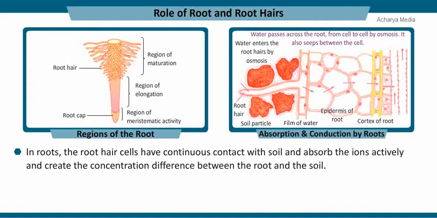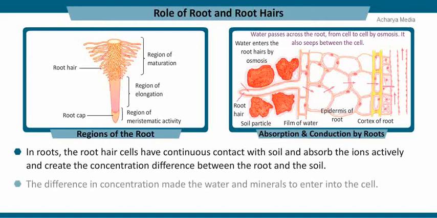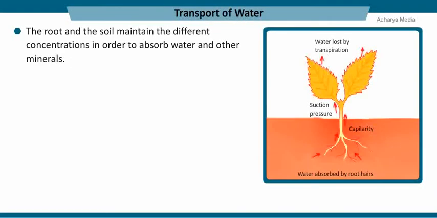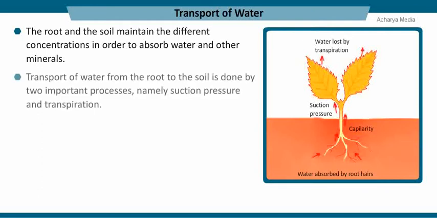In roots, the root hair present in maturation zone has continuous contact with soil and take up the ions actively and create the concentration difference between the root and the soil. The difference in concentration makes the water and minerals to enter into the cell. The root and the soil maintain the different concentrations in order to absorb water and other minerals. Transport of water from the root to the soil is done by 2 important processes, namely suction pressure and transpiration.